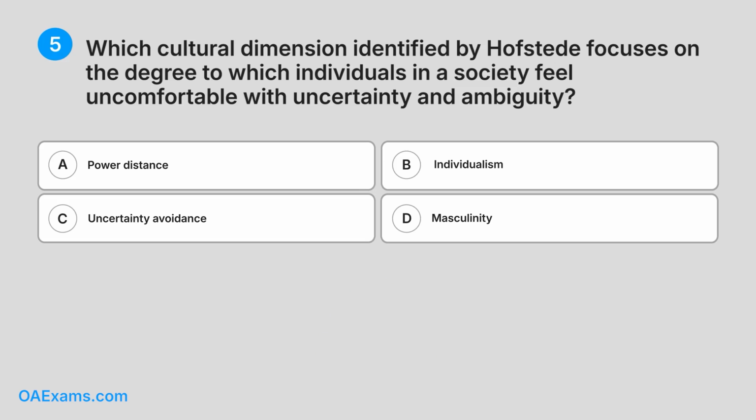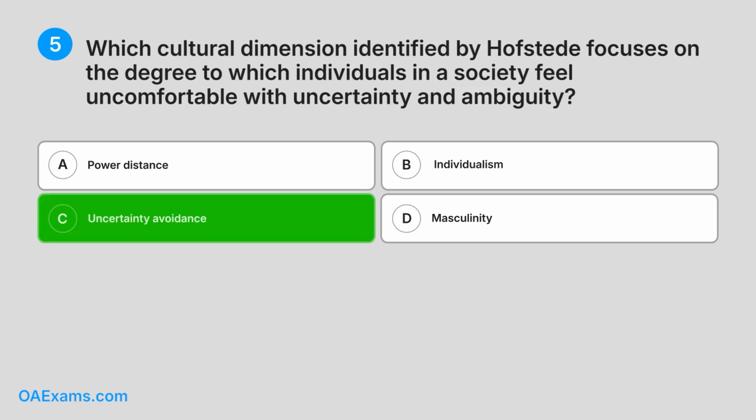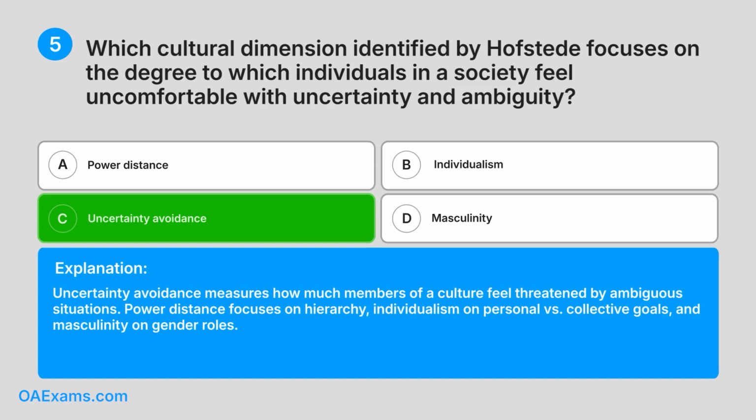Correct answer, C. Uncertainty avoidance. Explanation. Uncertainty avoidance measures how much members of a culture feel threatened by ambiguous situations. Power distance focuses on hierarchy, individualism on personal versus collective goals, and masculinity on gender roles.